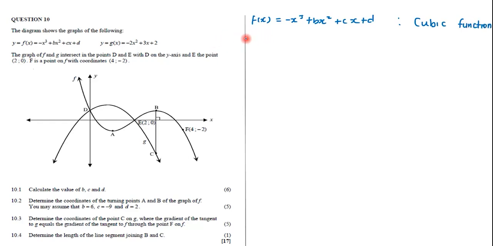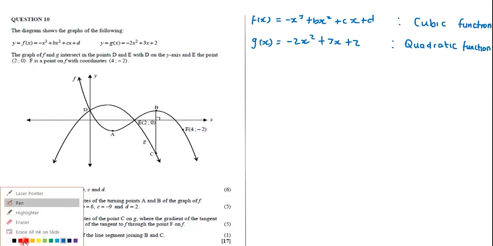And also we are given g of x, which is minus 2x squared plus 3x plus 2. And this is a parabola, right? Or let me just say quadratic. All right. So the first thing that you always need to do when you're given a function is to see if you can get all the qualities of the function, or if you have any information that you can get from the function that you're given.